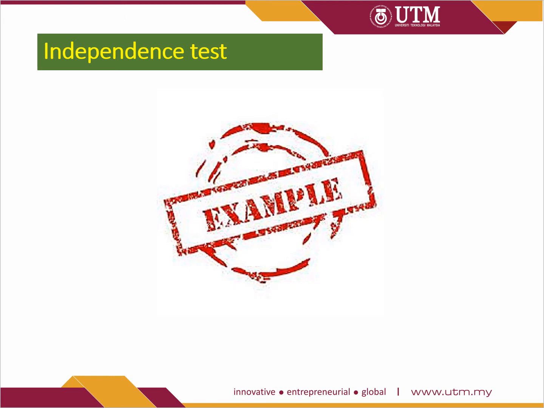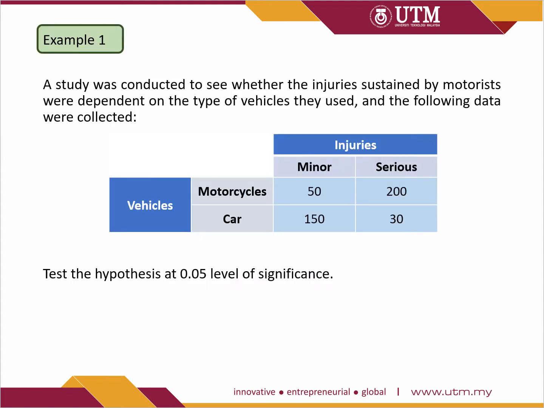In this video, we are going to go through the example of an independence test. A study was conducted to see whether the injuries sustained by motorists were dependent on the type of vehicles they use, and the following data were collected. Here we have the category for vehicles, where we have two types of vehicles, motorcycles and car. For injuries, there are two categories, which is minor and serious. Test the hypothesis at 0.05 level of significance.